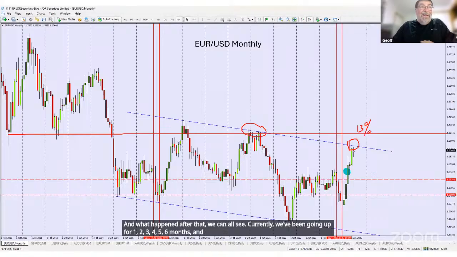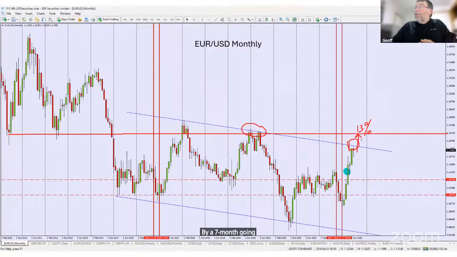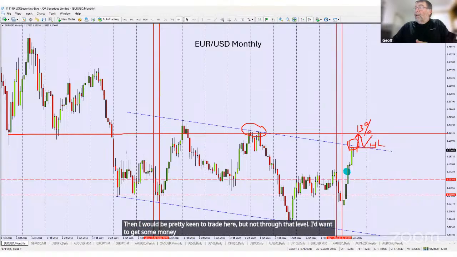And once again, the narrative could be filled by 7 months going to probably this level. What I would then be looking for, pursuant to what I've just shown you on the dollar index chart, would be one of three things, really. The first thing I'd look for is a retest of that level, a retest of the breakout level. If that were to be the case, and we finished up with a higher low here, then I'd be pretty keen to trade here, but not through that level. I'd want to get some money in the bank before I hit that level.